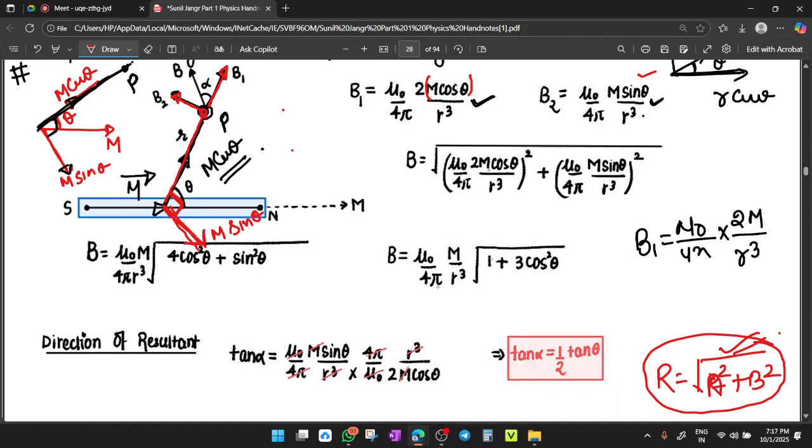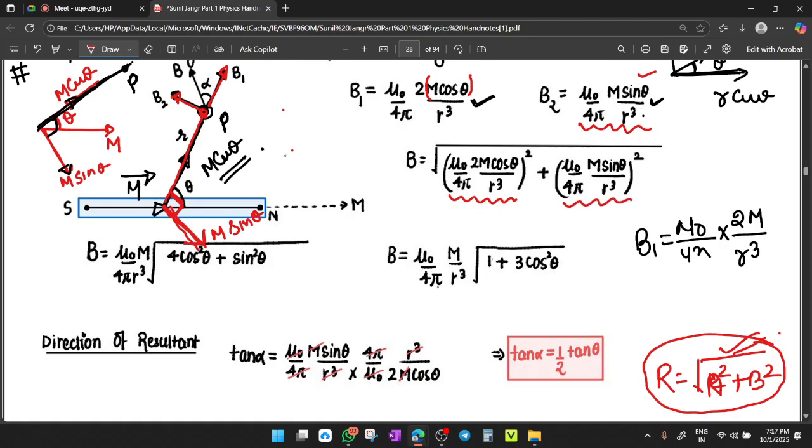In the place of A, we have the component of B1, that is (mu naught upon 4 pi, 2m cos theta by r cube) whole square. And here it is mu naught upon 4 pi, m sin theta upon r cube, whole square. Clear?